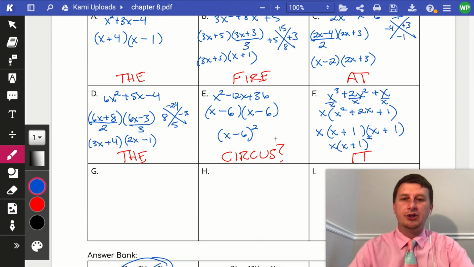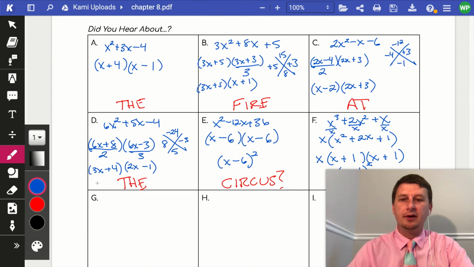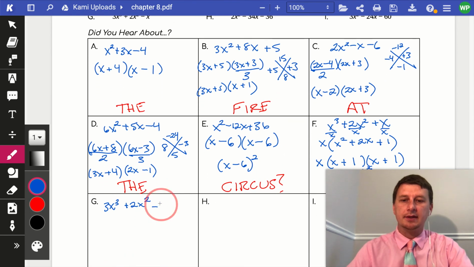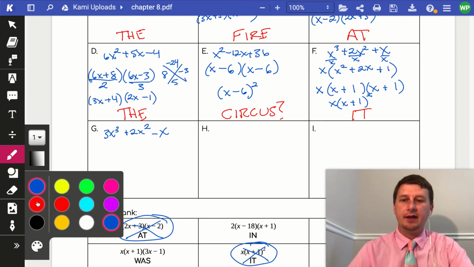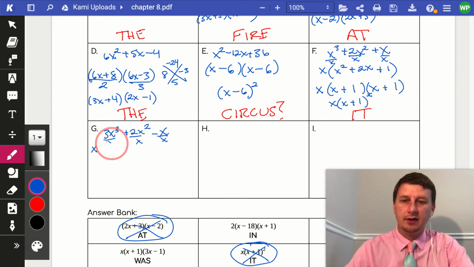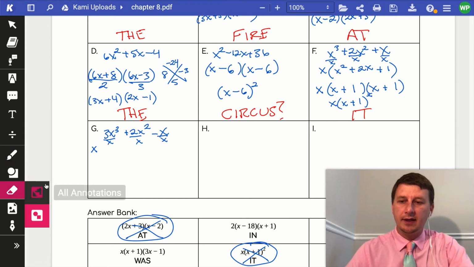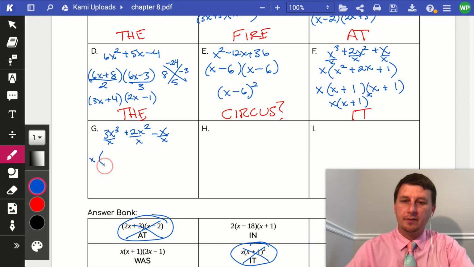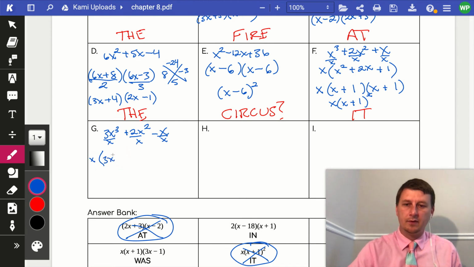Let's go to polynomial G. 3x to the third plus 2x squared minus x. Is there a GCF there? And my answer is yes, there is a GCF. The GCF is going to be x, which means I will divide an x out of all of these terms. I'll move that x down so it doesn't get too squished in, and I'll be left with 3x squared. 2x squared divided by x is 2x. Negative x divided by x is -1.